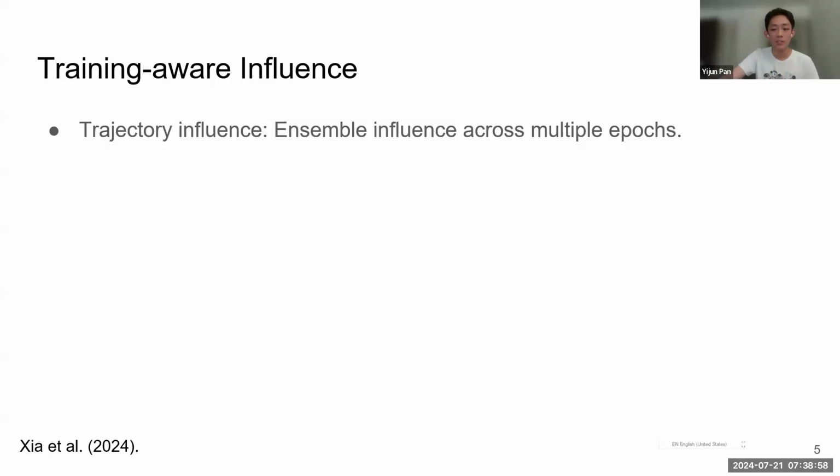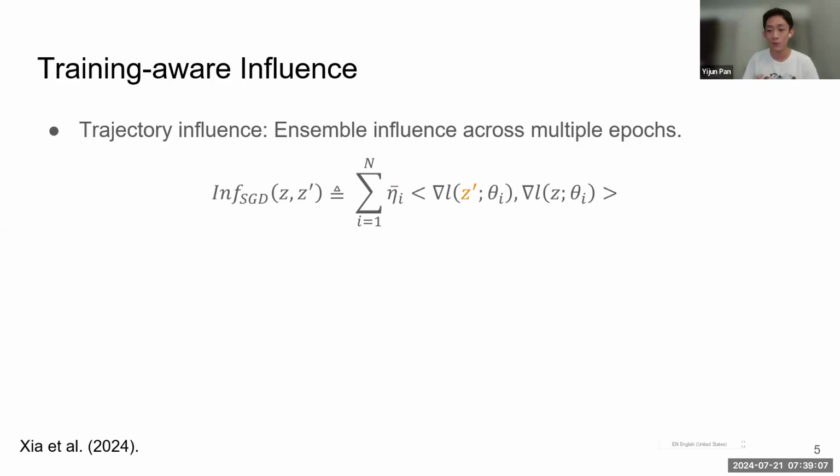Because each data point is used exactly once for each epoch that we train, we can use our previous definition of per step influence, and define our SGD influence as the ensemble over n epochs, where big N is the number of epochs we train. Thus, we incorporate the training dynamics in the influence calculation. We can look at this as an ensemble over multiple model checkpoints.